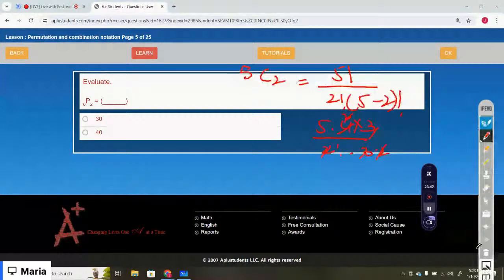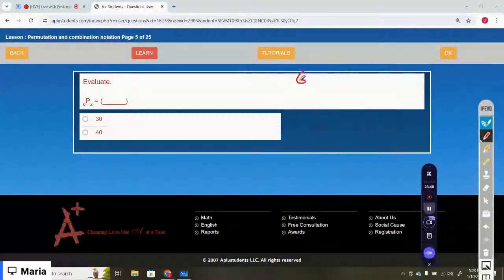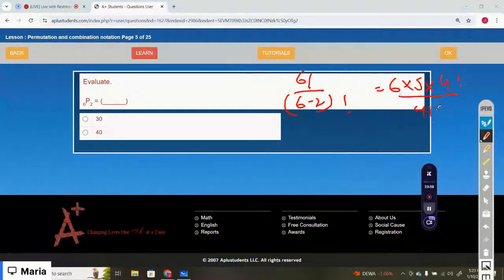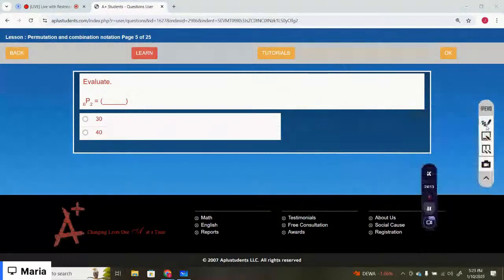6P2, that is 6 factorial divided by 6 minus 2 factorial, that is 6 times 5 times 4 factorial divided by 4 factorial. So they can cancel out and you are left with 30. The correct option is option number 1 is the correct option.